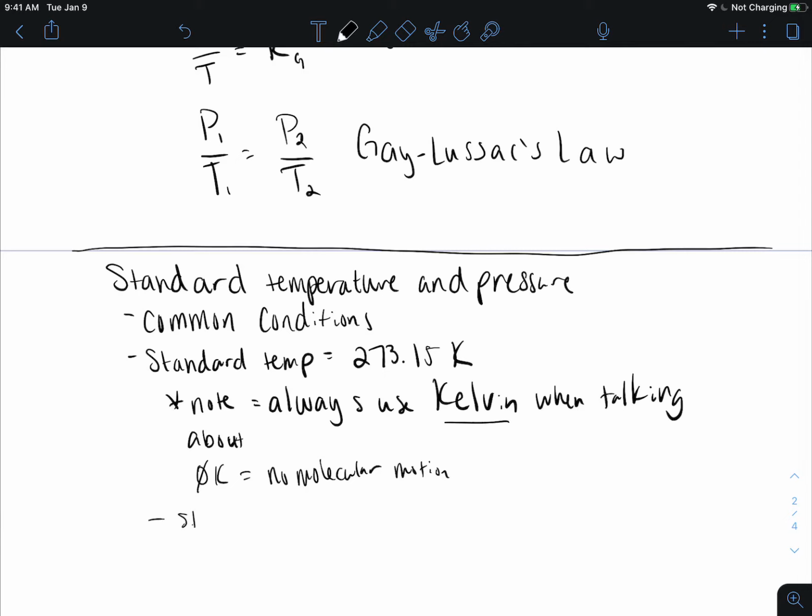And then our standard pressure is going to be 1 atmosphere or 760 millimeters of mercury or 760 torr.